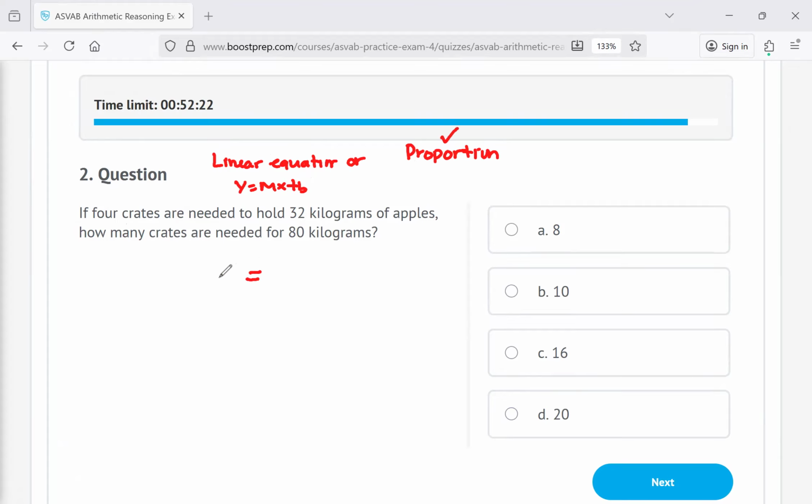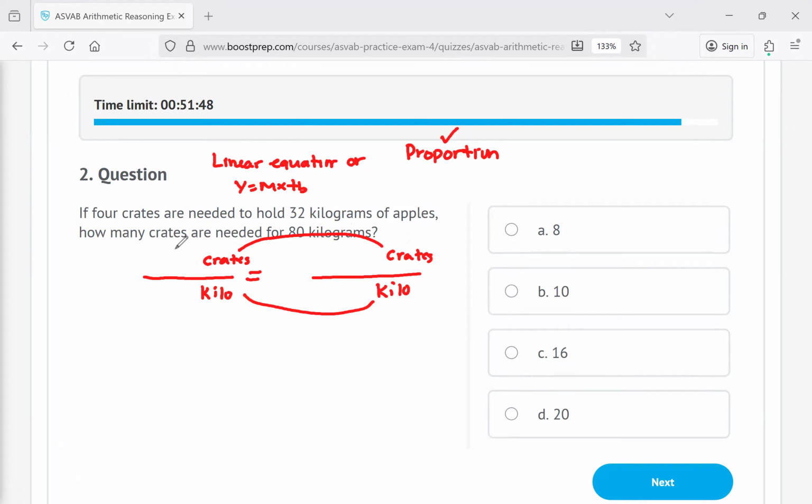So how do we set it up as a proportion? You can set it up however you like. Our units are crates, so you could put crates on the top, and kilograms on the bottom. So this has to be crates and this has to be kilograms. Just make sure that this goes with this and this goes with this. That's all you need to know. So let's fill in our blanks.